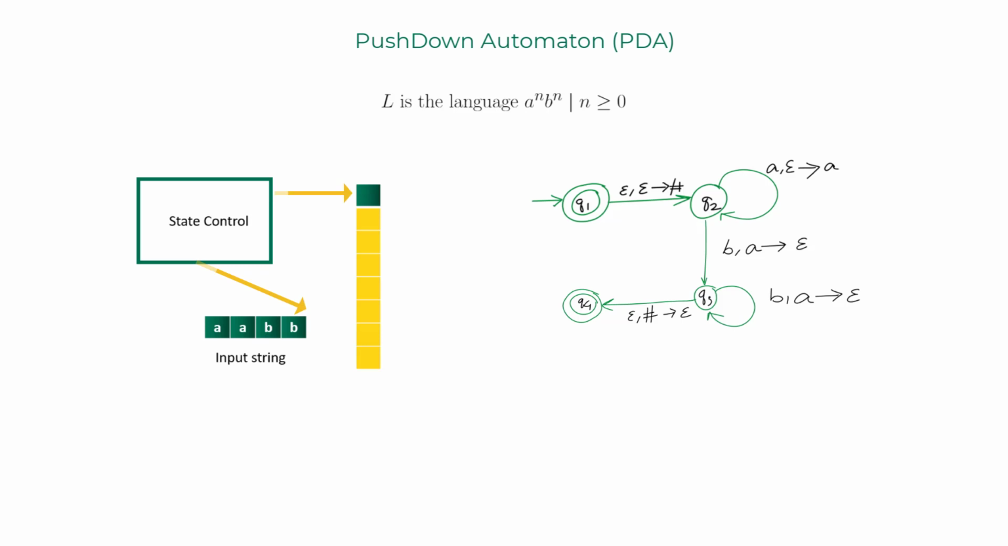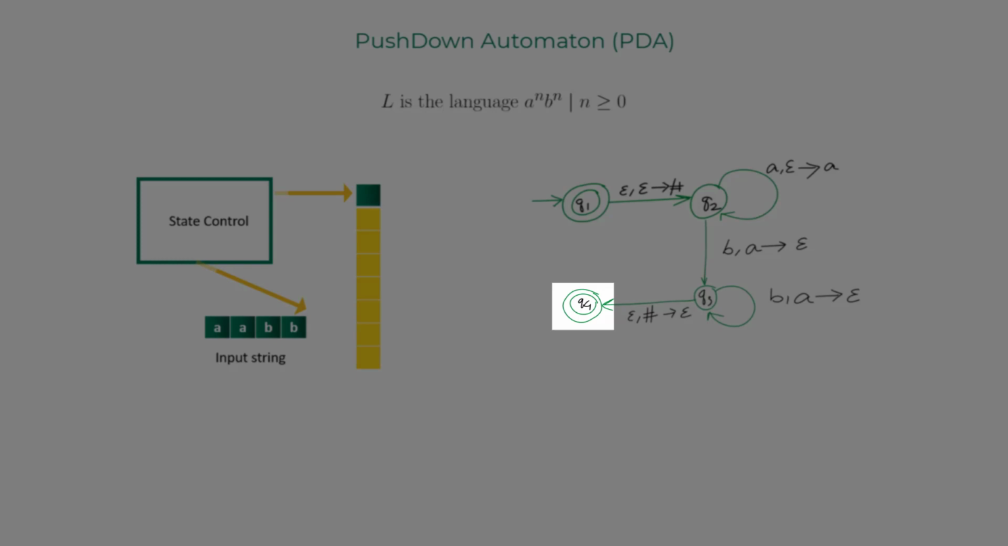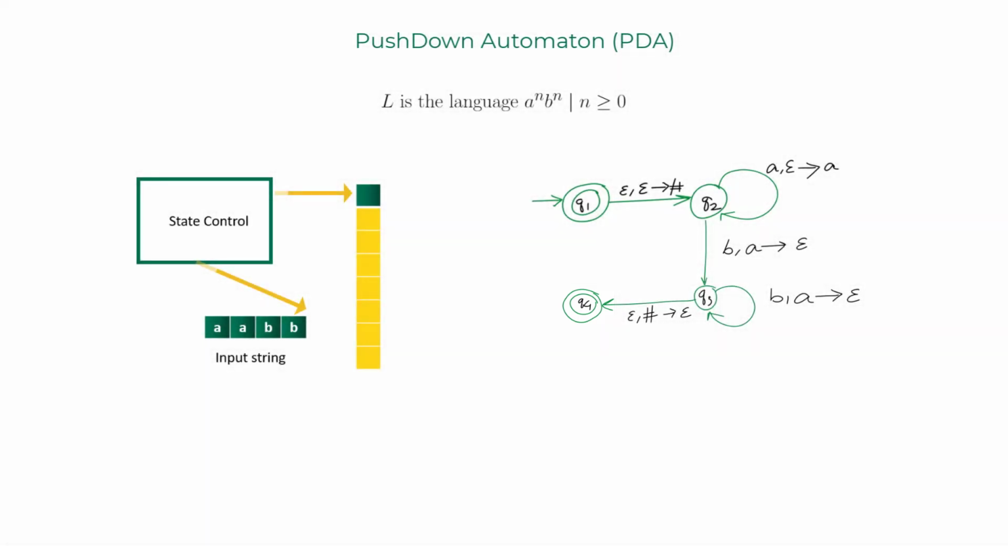If the input string has more b's than a's, the PDA will reject the input string because the accept state Q4 does not have a transition for input character b. There you go, a PDA that recognizes the language a to the power n, b to the power n.